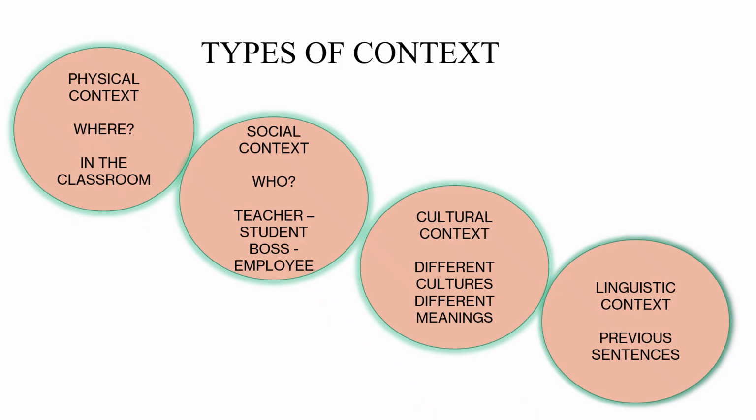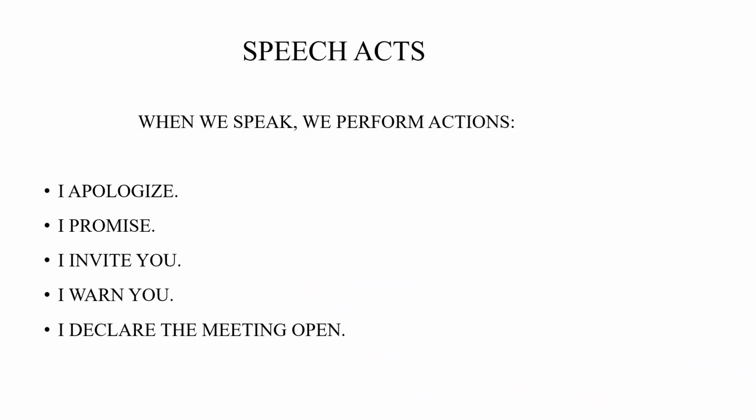Pragmatics depends on several kinds of context: physical, social, cultural, and linguistic. The physical context tells us where communication happens. The social context tells us the relationship between speakers. The cultural context influences politeness and interpretation. Finally, linguistic context refers to the words that come before and after a sentence.